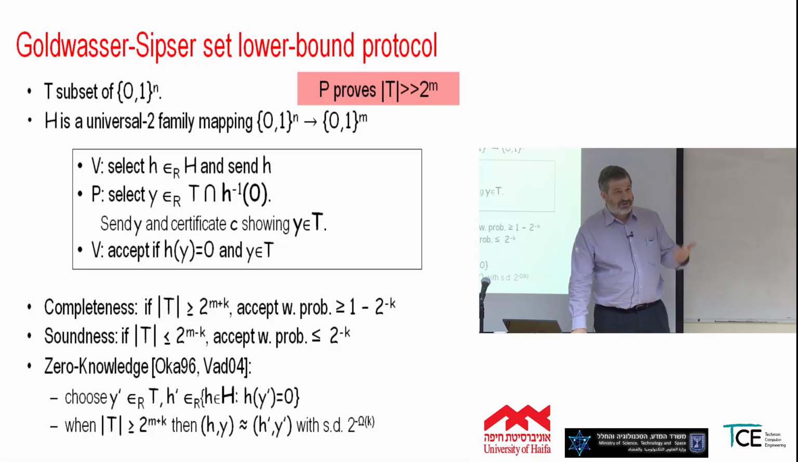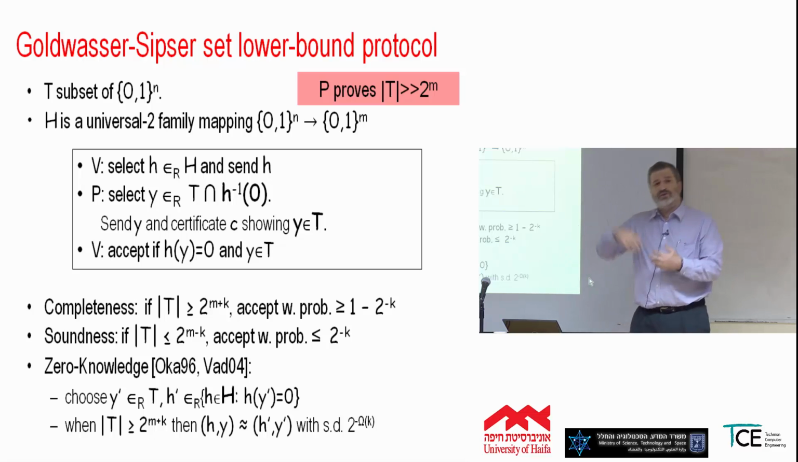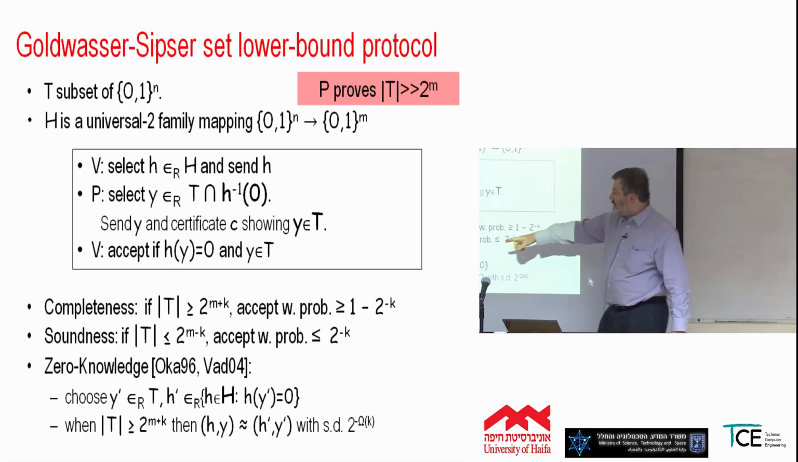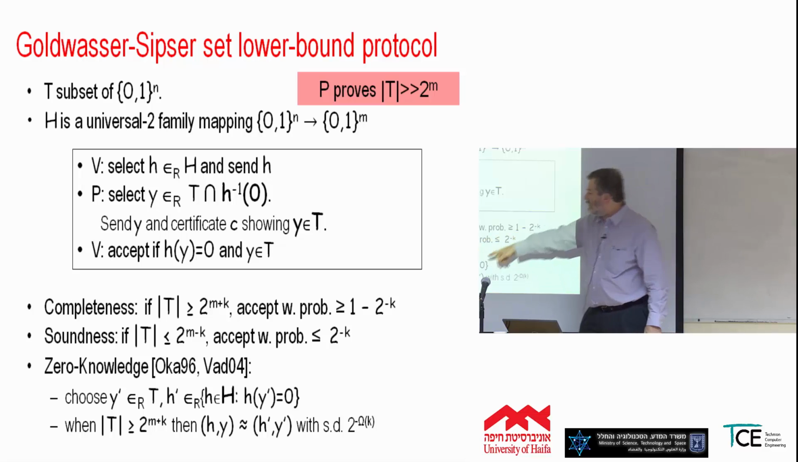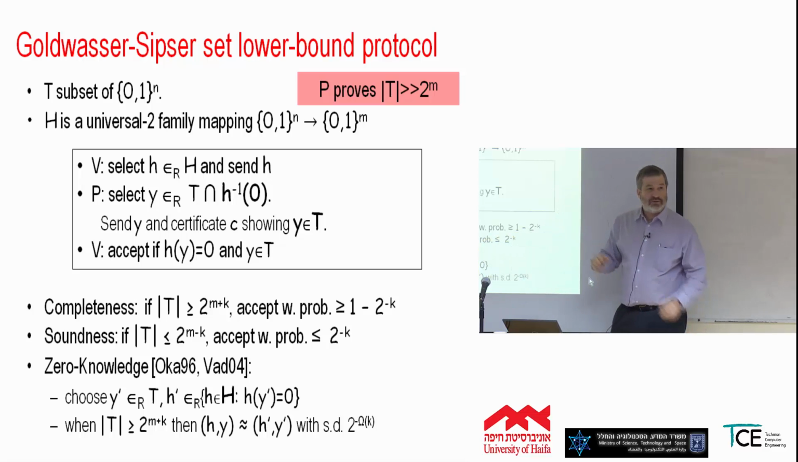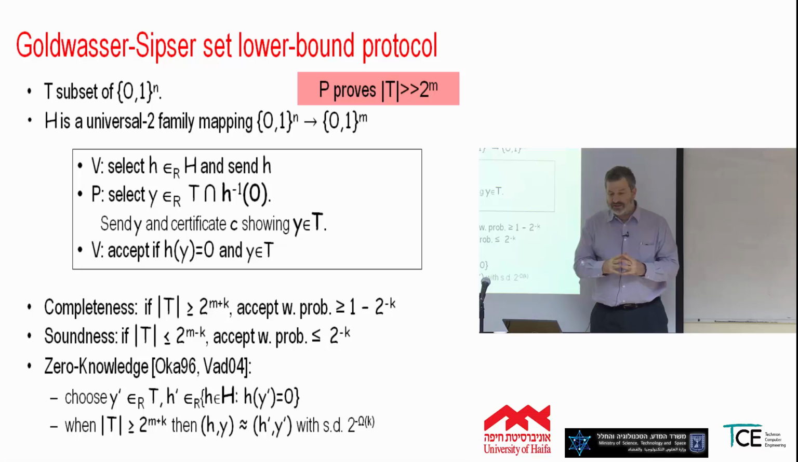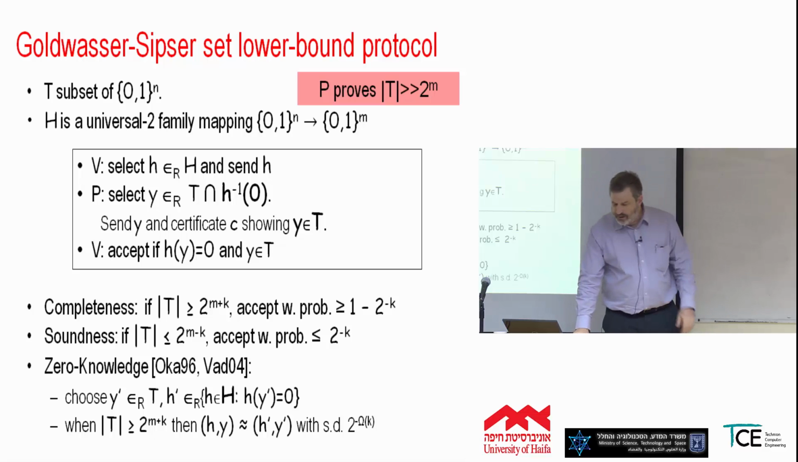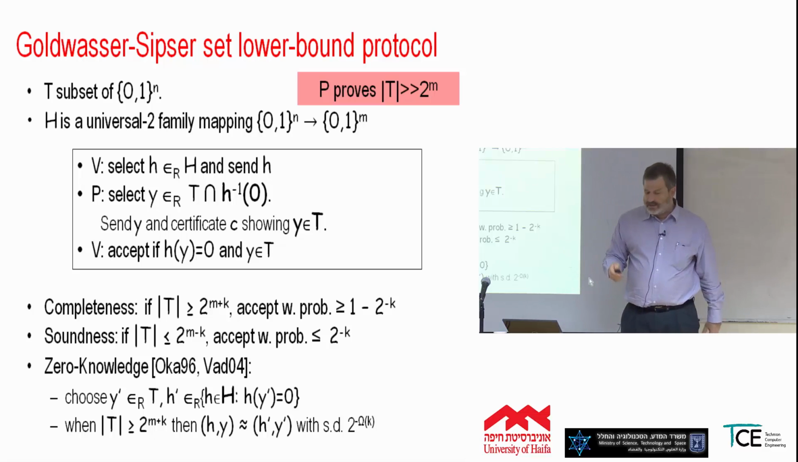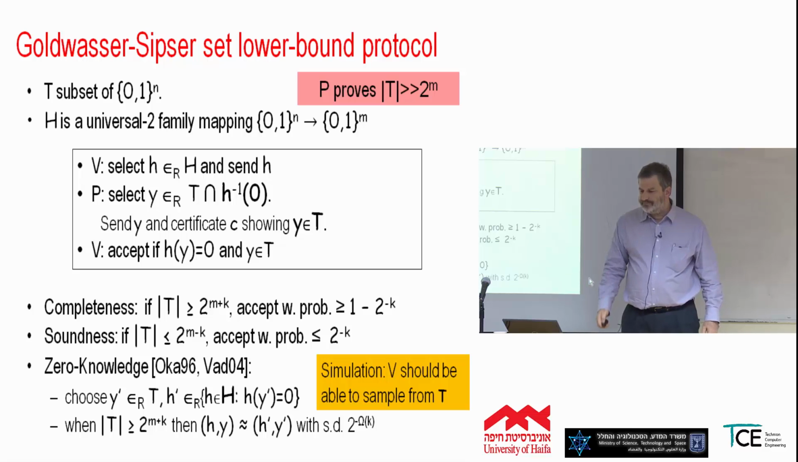Essentially, the simulator for zero knowledge is to choose a random Y in T, and then choose a random h in capital H such that h of Y equals 0. So this is the property you need from the family so that you'll be able to do it. And this is what the simulator does, and you can show that it's indistinguishable from random.